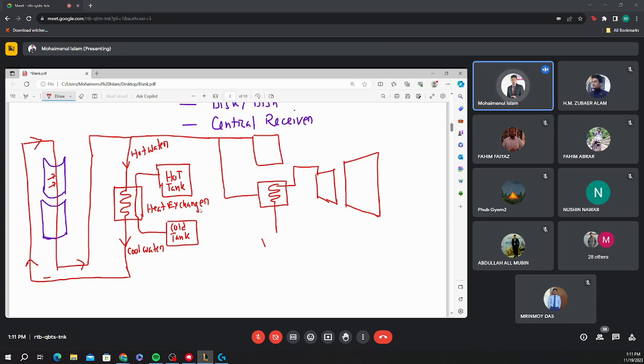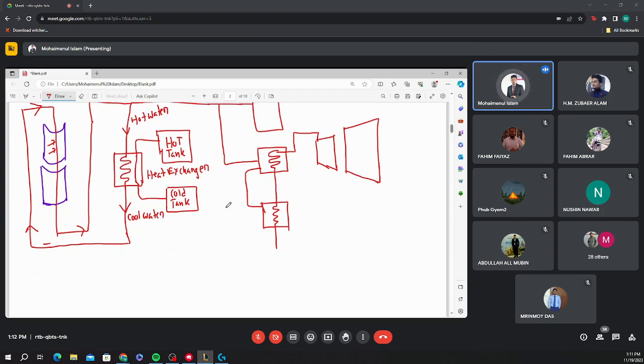We need vaporizer. We need economizer. Okay, I'll write the name then after drawing. So first one is our superheater. Second one is our vaporizer. And third one is our economizer.